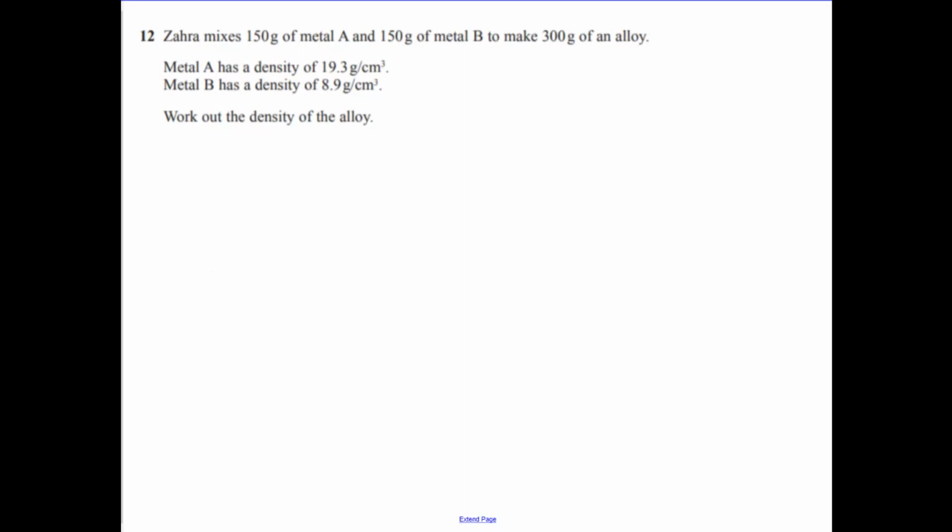Question 12. So the easiest thing that you can do here is talking about mass, density, volume. So let's just start off by writing density equals mass over volume. Now let's have a little think about what we've got in front of us. So we've got, it's combined, right? We're combining metal A and combining metal B.